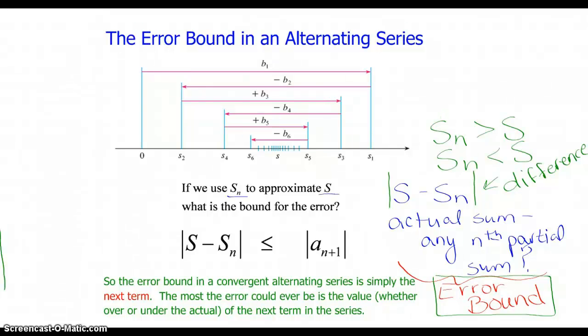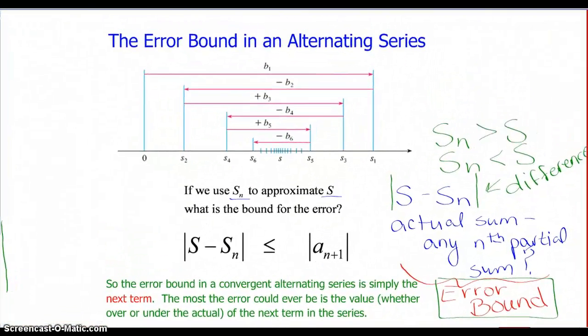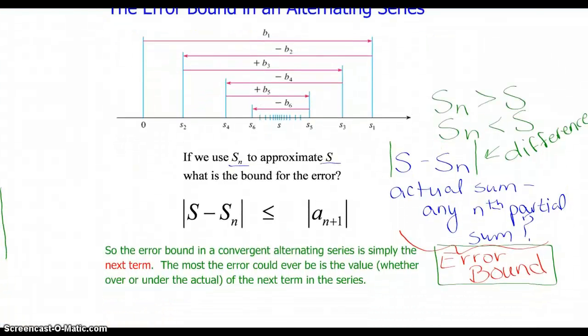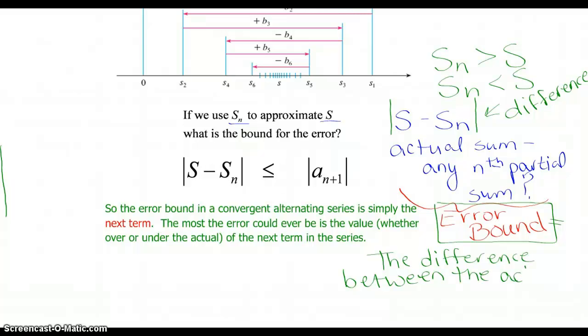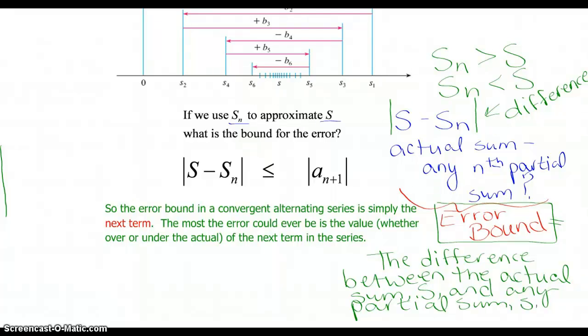Let's put this in your notes too. There we go. The error bound is the difference between the actual sum, we call S, and any partial sum, we're calling S sub n.